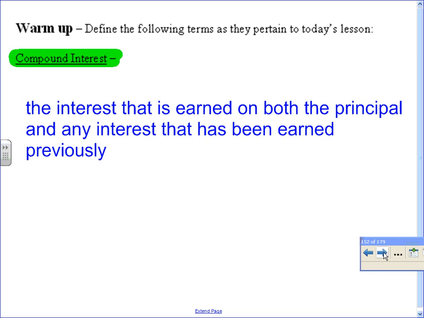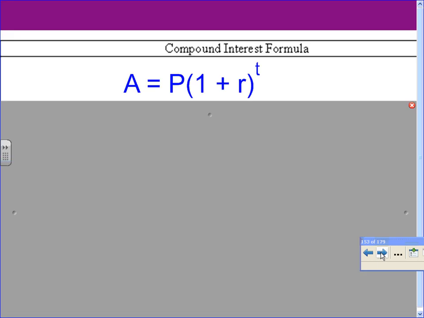Okay, so that was our definition. Here's the formula. Account balance is equal to principal, in parentheses, 1 plus r raised to the t. I always say it's the same formula, but the t decided to fly to the top. So the t is now an exponent, which is why I teach you exponents before we get to all this.